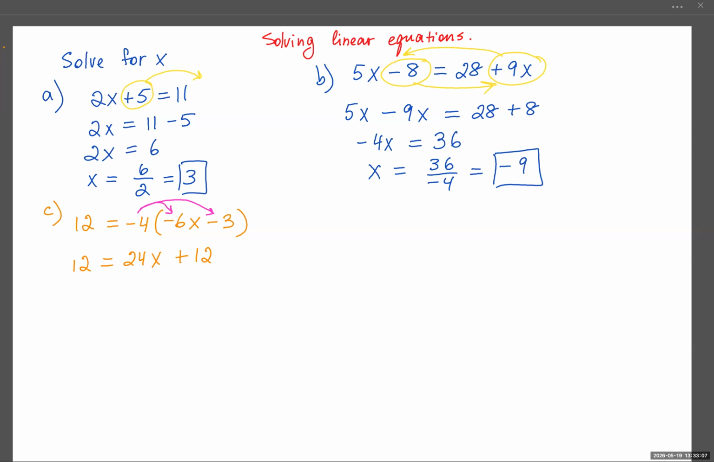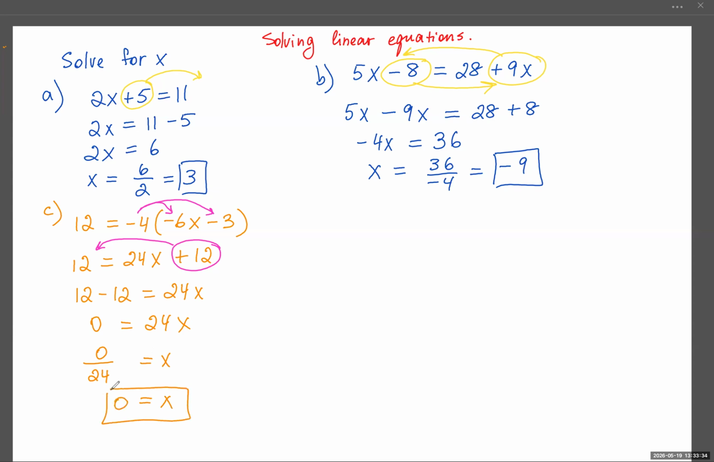Now, just like before, we're going to go ahead and move this 12 to the left-hand side. 12 minus 12 equals 24x. Now, 12 minus 12 is just 0, equals 24x. Remember, we always divide by the number in front of the x. So this is 0 divided by 24, which is still 0. 0 is a perfectly good answer in math, so don't be afraid to use it whenever it does come up.